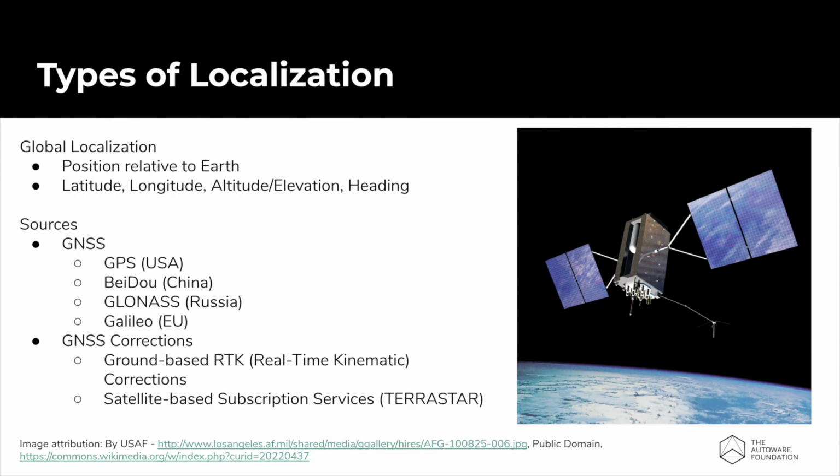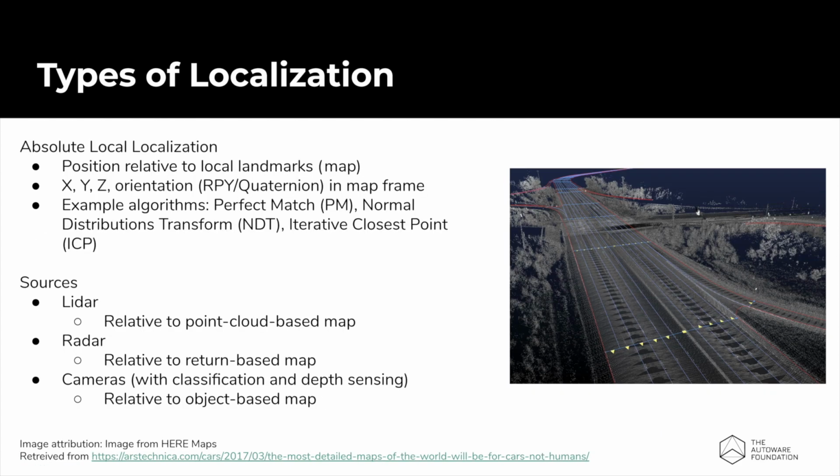So global localization is the most common form of localization that we're familiar with, but there are other types like absolute local localization. This is, for example, determining your position relative to local landmarks. And in many cases, we have a map of local landmarks that we would like to localize to. This type of localization is usually represented by X, Y, and Z coordinates and an orientation, such as roll, pitch, yaw, or a quaternion, which is just another form of representing an orientation in free space. And those are relative to a map frame.